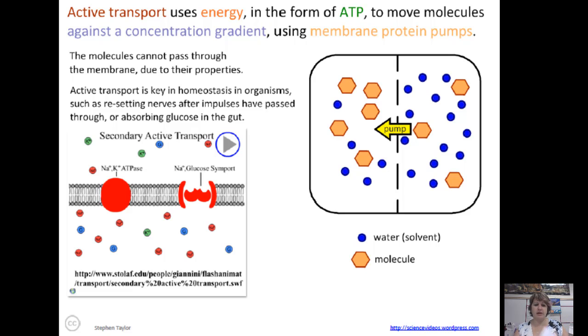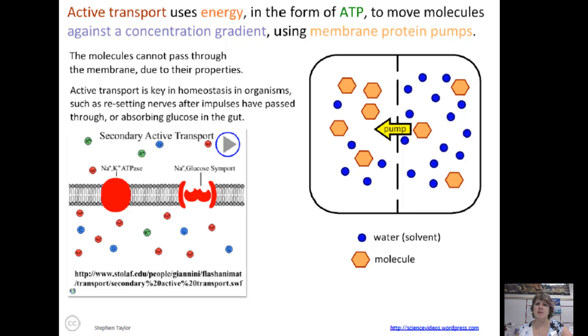All right, so that's it for 5.2. So we're halfway done with the chapter. So the next section is 5.3, which is active transport. So active transport uses energy in the form of ATP to move the molecules against a concentration gradient using a protein pump or a carrier protein system.